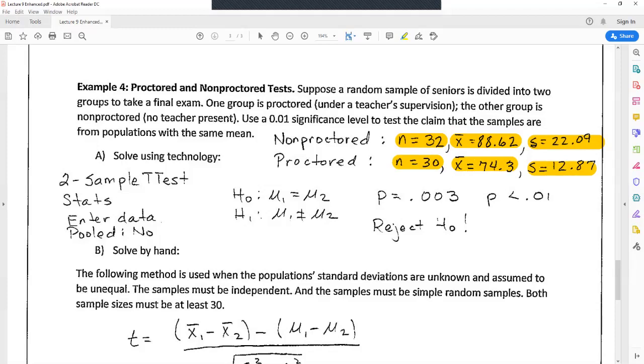If we look at this distribution, it appears that those who were in the non-proctored group scored a lot higher. We don't really know why. We could assume that maybe they cheated, or maybe they were under less stress without a teacher present. We shouldn't really draw conclusions like that. That's not what we're really concerned about. We're concerned about whether or not the difference in the scores is actually significant.